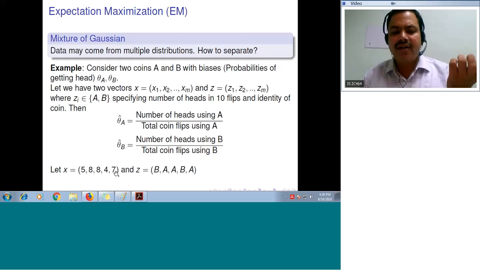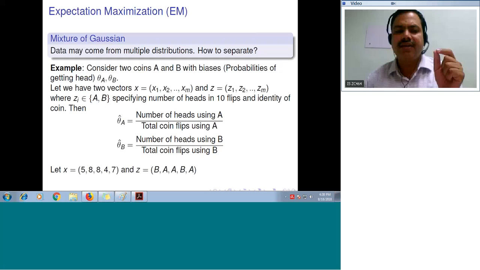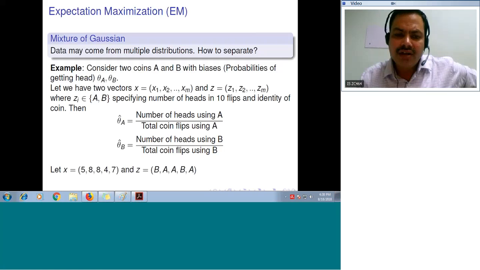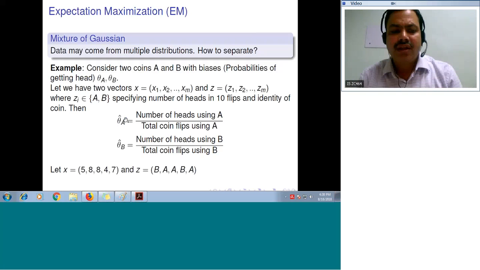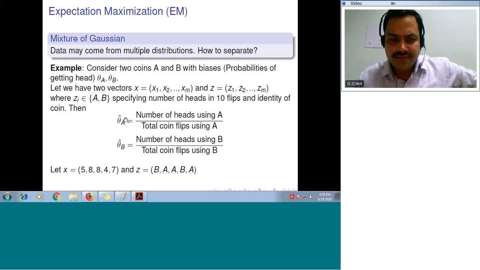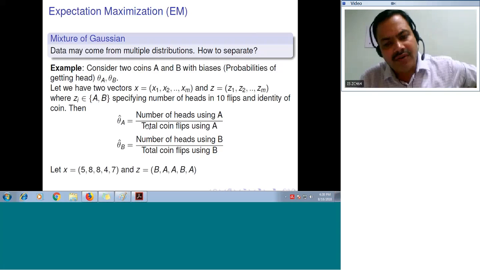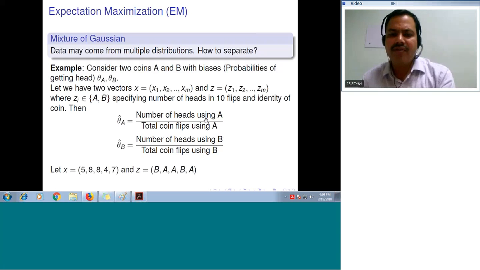23. So 23 divided by 30 is the expected probability, because it's just an observation, and I don't know the actual value. Therefore I put an estimate, and this hat actually shows the estimate. When we don't know the actual number and we do some statistics to find it, we put a hat over it. So theta hat A means the number of heads using A divided by the total number of coin flips by A. You can find this out.